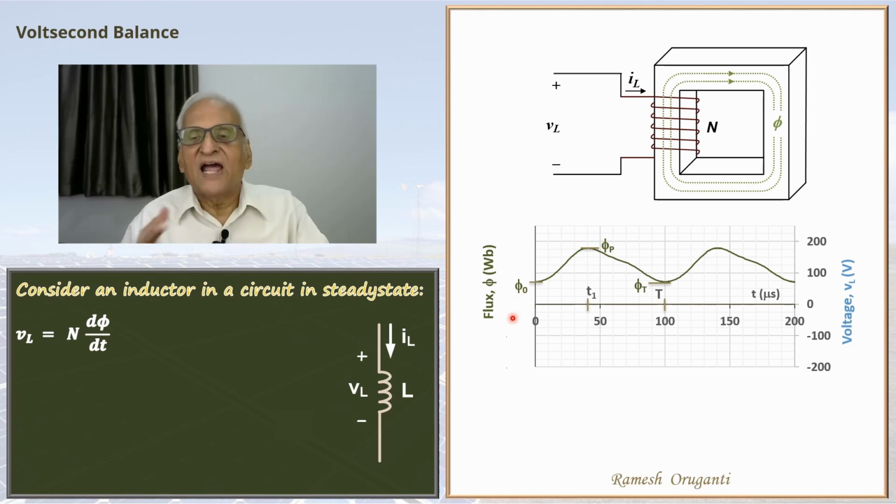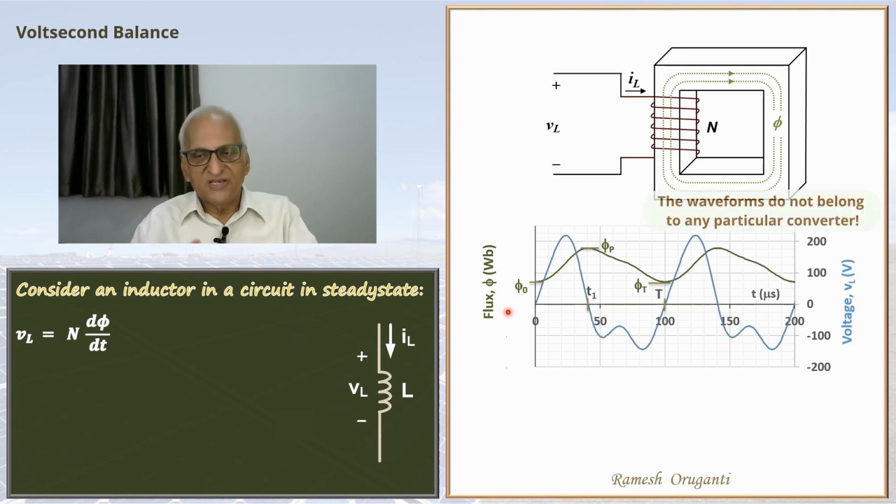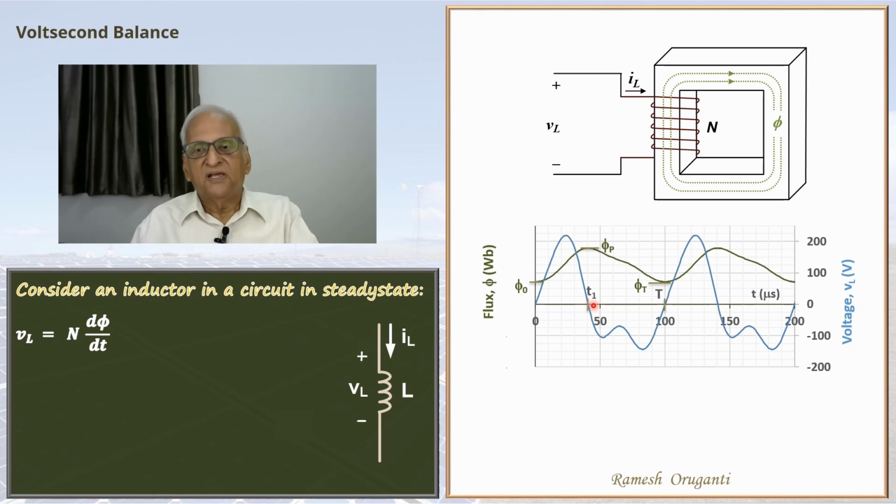Let's see how we have done in anticipating the voltage waveform. The voltage waveform is as we expect, starts from 0, reaches a peak, comes back to 0 here, and then stays negative till time equals capital T, and there is a small wiggle in the voltage.